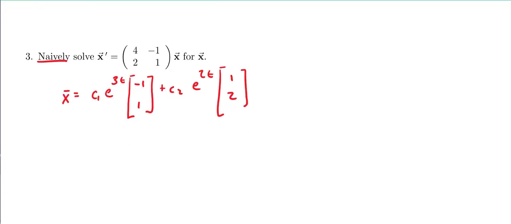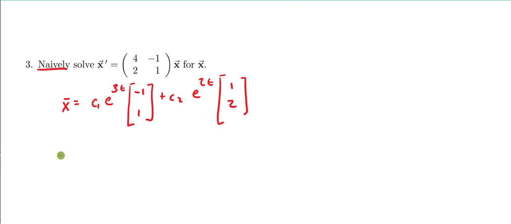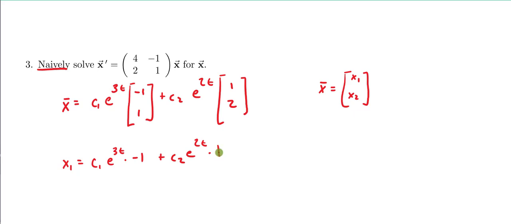There are other ways we could represent this solution, but notice how we can recover the two solutions from this statement. Recall that we said that x bar was just the column vector of the functions x1 and x2. So we could go ahead and say that x1 is equal to c1 e to the 3t times negative 1 plus c2 e to the 2t times 1. Or if we rewrote that, we'd get x1 of t is equal to minus c1 e to the 3t plus c2 e to the 2t.